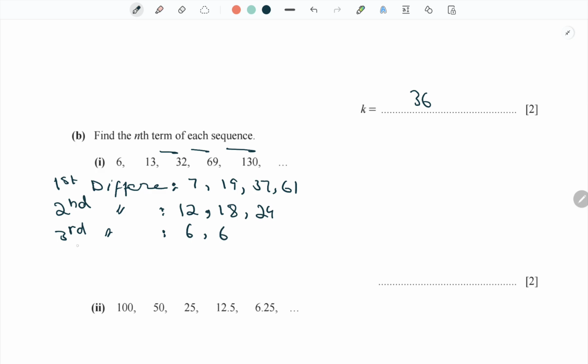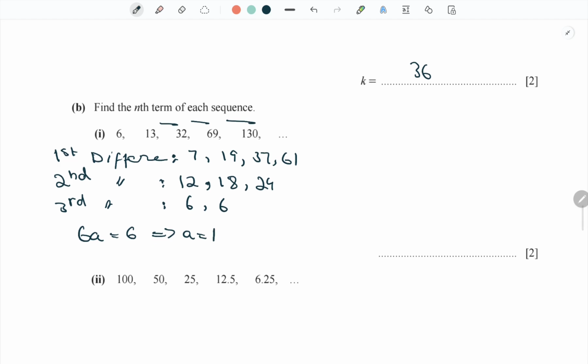So we determine the n cubed coefficient. We have 6a equals 6, so a equals 1. So we write the sequence like that: n equals 1, then 6 minus 1 cubed. 1 cubed is 1, so 6 minus 1 is 5.